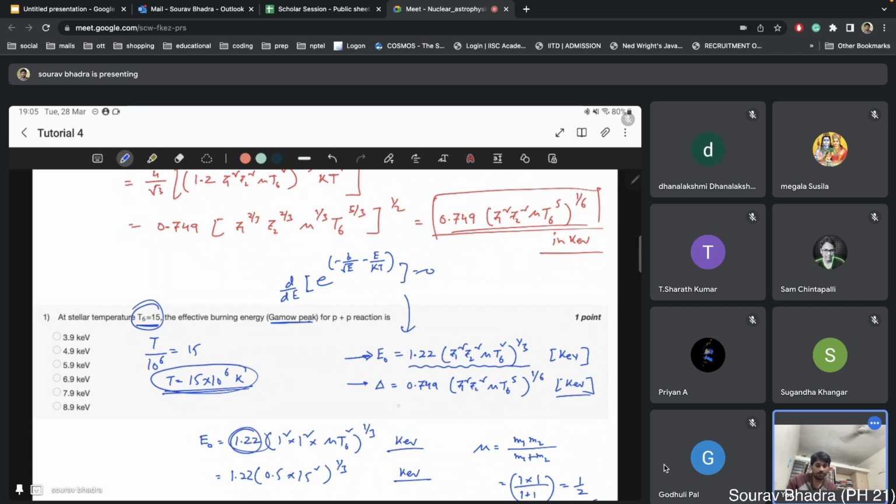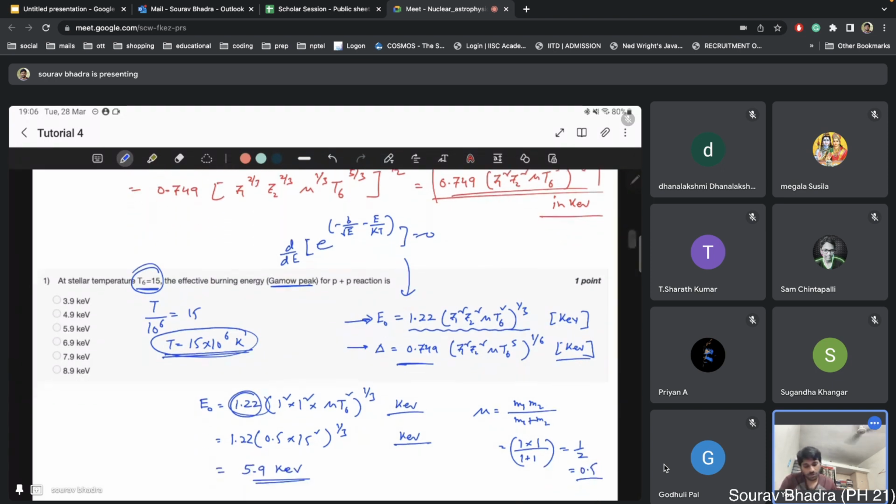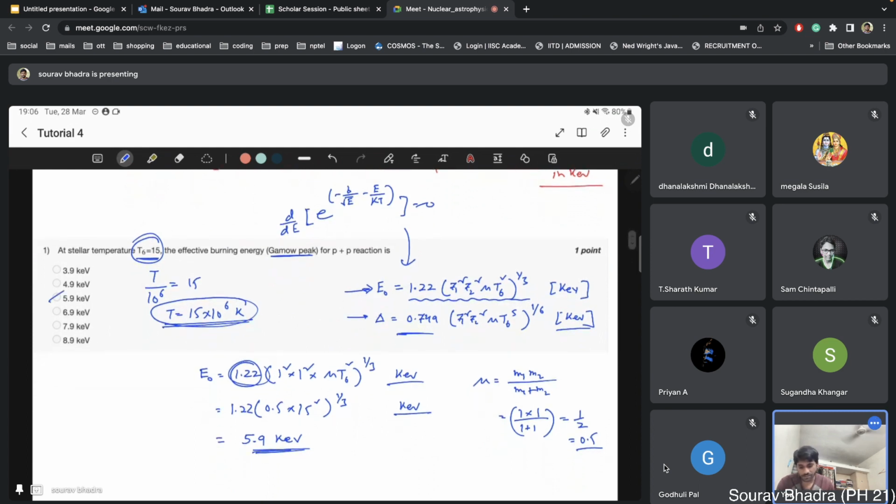But this delta is quite difficult. It will be good if you can remember this delta term. E0 can be calculated very easily, but delta is not that easy to calculate. Okay. So this 5.9 keV, this is the answer, and this type of problems are there in the assignment.